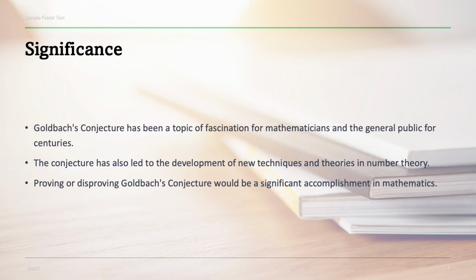This slide emphasizes the significance of Goldbach's conjecture in mathematics. The conjecture has captured the attention of mathematicians and the public for centuries, and it has led to the development of new theories and techniques in number theory. Proving or disproving the conjecture would be a significant accomplishment, as it would shed light on one of the oldest and most intriguing problems in mathematics. Moreover, it would have implications for other areas of mathematics and science that rely on number theory.